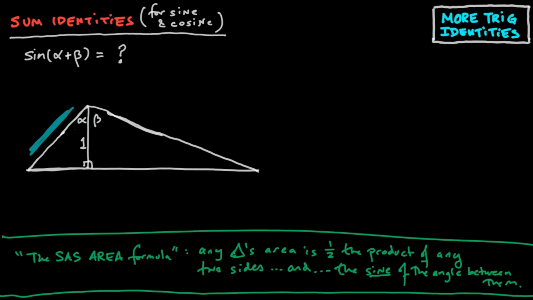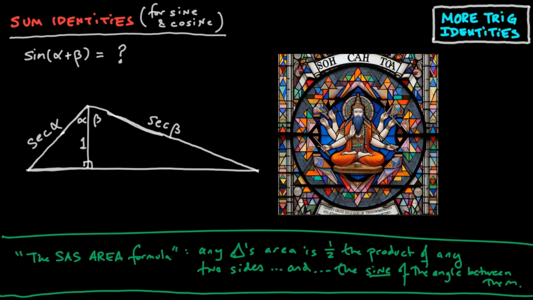So this guy right here would be 1 times the secant of alpha. So plain old secant alpha. And similarly over here, the hypotenuse of this second right triangle would be 1, that leg, times the secant of beta. So plain old secant beta. And again, if you didn't remember that second SOHCAHTOA shortcut or never learned it, no big deal. Just pray to SOHCAHTOA, call on his name, and you will find these sides just as easily.